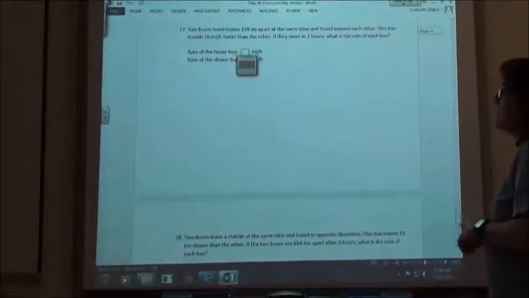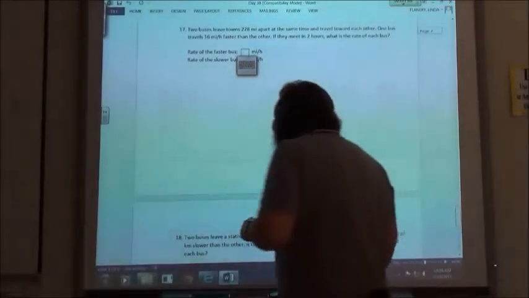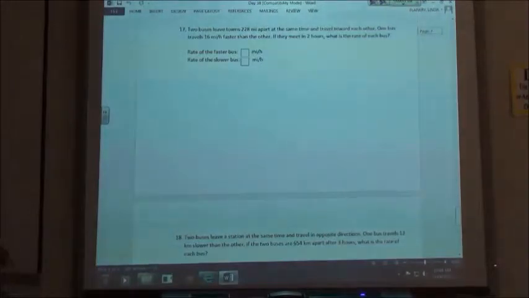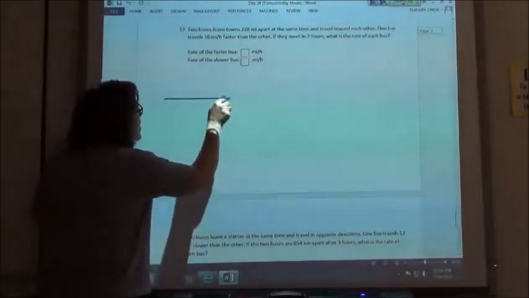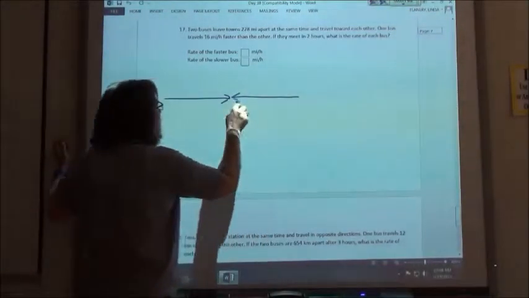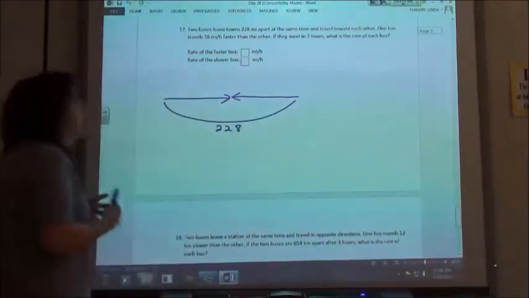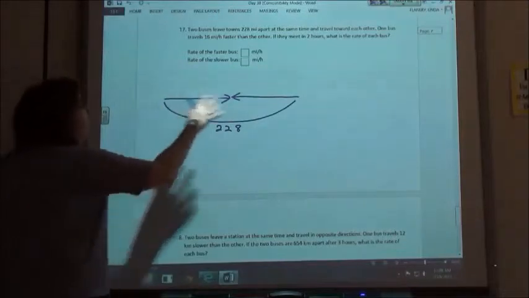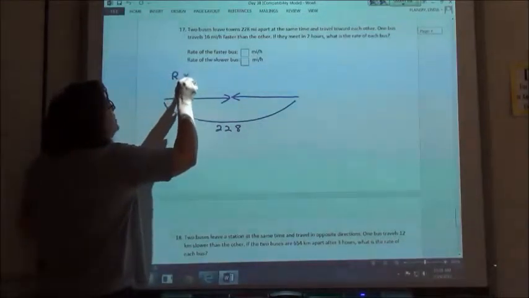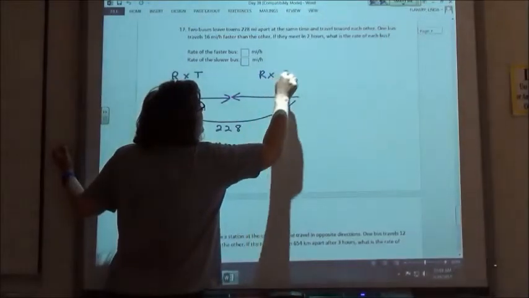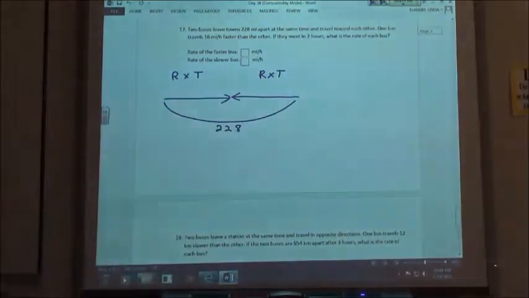Number 17, it says 2 buses leave towns 228 miles apart at the same time and travel toward each other. So I've got one bus going this way, one bus going this way. Their total distance is 228. What I'm thinking about for each of these is that the rate times the time is going to be the distance of the first, and the rate times the time is going to give me the distance of the second.